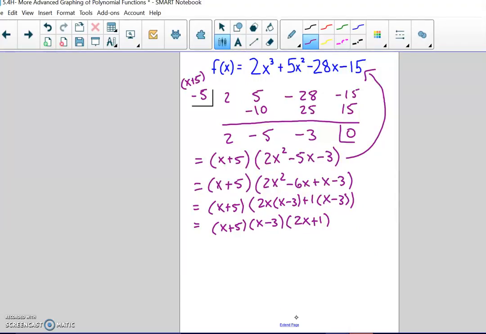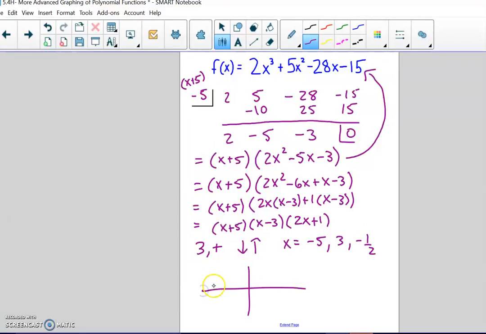So what we did is we took something that we couldn't factor at all by grouping, and by using synthetic division we were able to factor it completely. Now we are going to graph this, so let's graph this real quick. This has a degree of 3. It's positive, so our end behavior, odd and positive, is going to be down and up, and we have x-intercepts at negative 5, 3, and negative 1/2, and each of these has a multiplicity of 1.